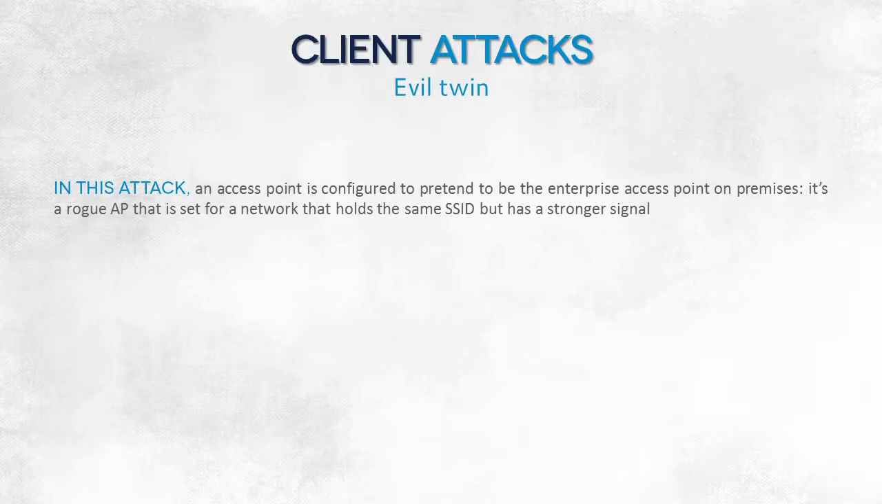Evil twin attack is an interesting variant of client attack. The attack targets business VLAN clients. Attackers have to set up an access point with an SSID that is expected from a user. The rogue access point has to emit a signal that's greater in strength than the legitimate access points.